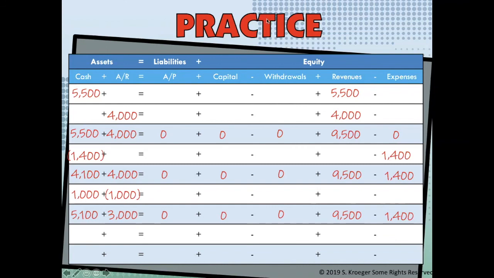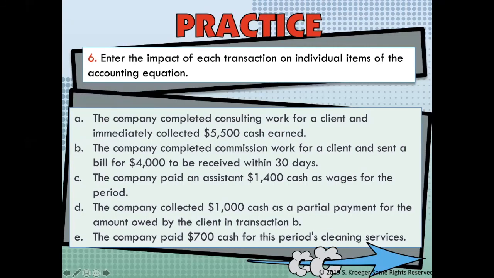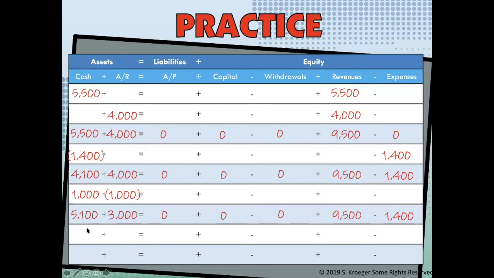Okay, last one. In part E, the company paid $700 cash for this period's cleaning services. What's one account that's affected here? Cash, right? We are spending $700 cash, and what are we spending it on? Cleaning services. What would cleaning services be? It would be an expense. To fill in the chart, we would subtract $700 from cash, and we would input $700 into the expense column. Negative 700 equals negative 700.